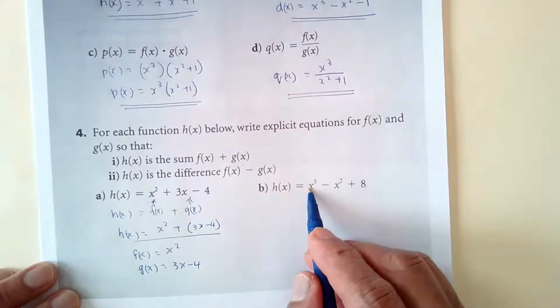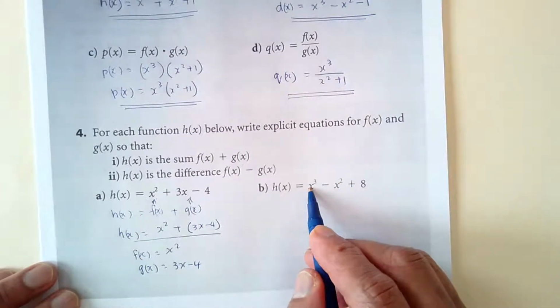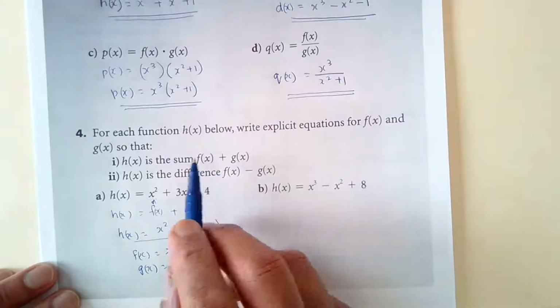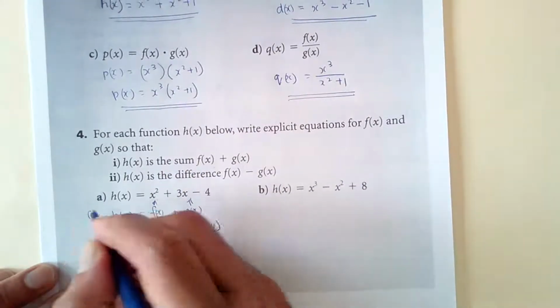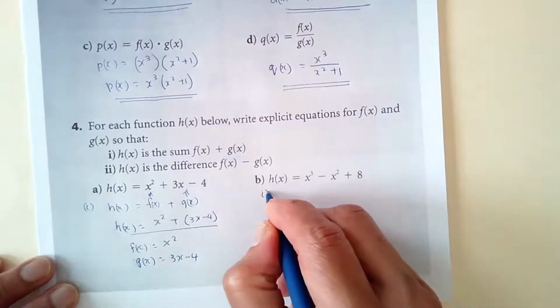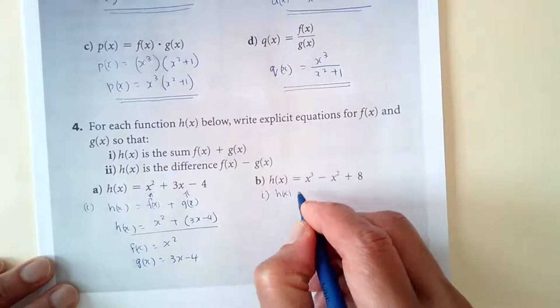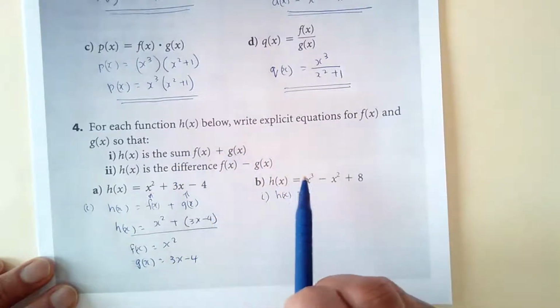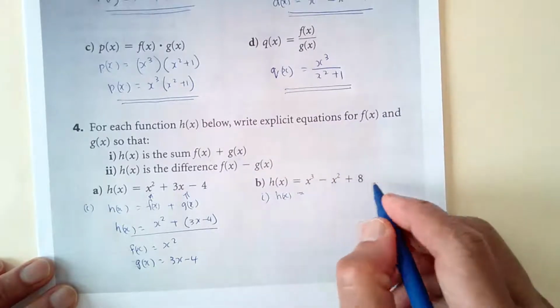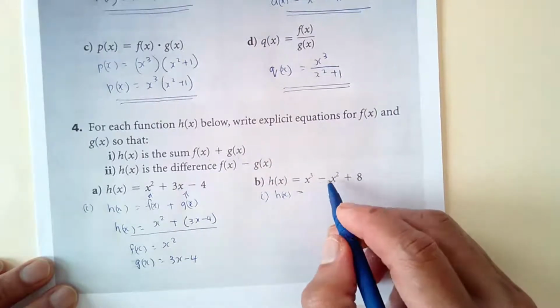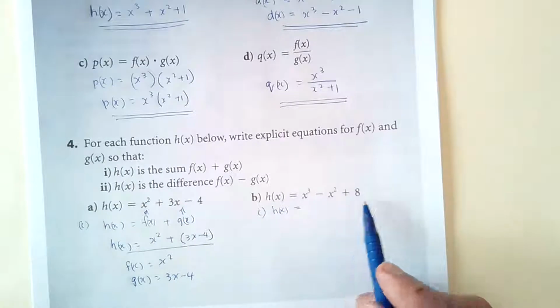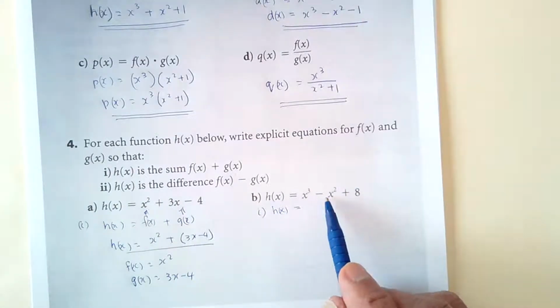Okay, here we have x cubed minus x squared plus 8. So for part I, we have h of x is equal to, now I have to add these two. If you make f of x as x cubed, now you can do this in any order, as long as you maintain the original function.